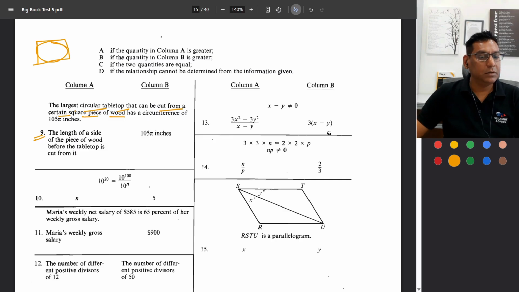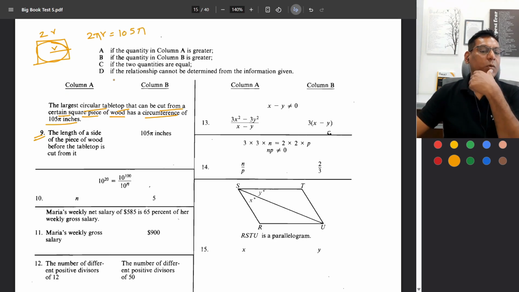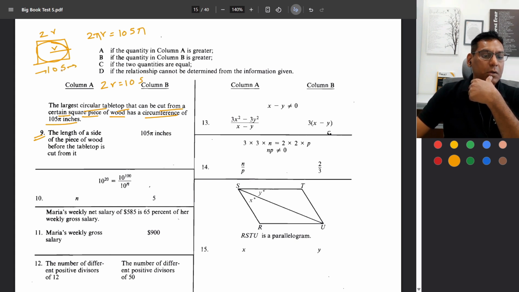The largest circular tabletop that can be cut from a certain square piece of wood has a circumference of 105 pi inches. So let's say the radius of the circle was r, the square would have to have 2r as the side, correct? And what they are basically saying is that the circumference of this circle, which is 2 pi r, is 105 pi. So 2r is going to be 105. So this is basically 105 inches long. That's what they're saying. Okay, I got this part.